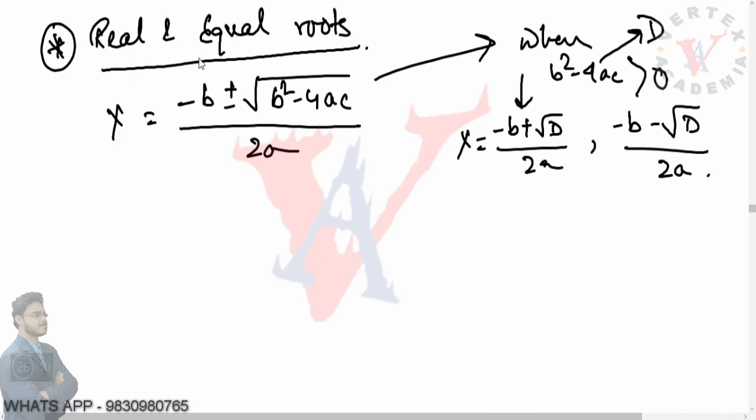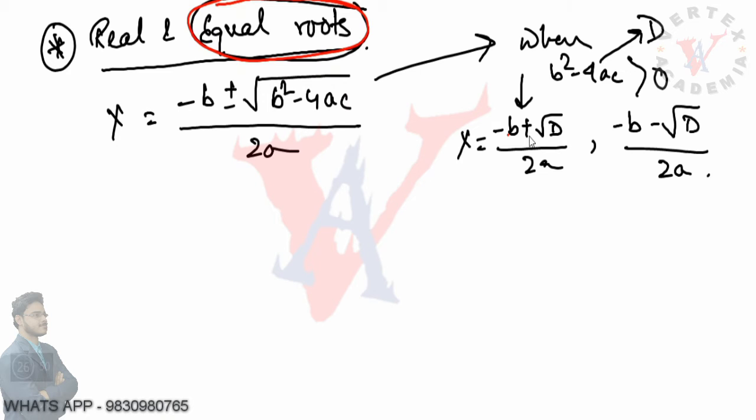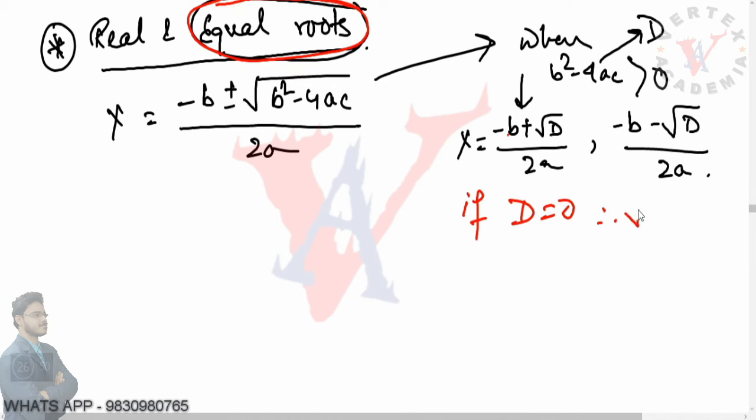Now here, when will we get equal roots? You have to think of this. To get equal roots, what are the possibilities? Here you can see that b is fixed, a is also fixed, so b and a we cannot deal with. But here the discriminant is b square minus 4ac. If we can get the discriminant to be 0, for example, if d equals 0, then root d is also 0, and we will get x equals minus b by 2a and also minus b by 2a.